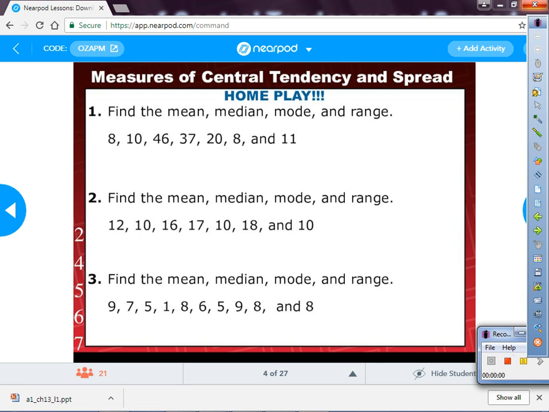All right, so copy the home plate. The home plate for tonight is those three problems. You're finding the mean, median, mode, and range. And also, aside from those three, you're going to do page 425. 425 is basically a review for two-way frequency tables and two-way relative frequency tables. So copy that. That's the home plate for tonight. Then we'll get started with the lesson.